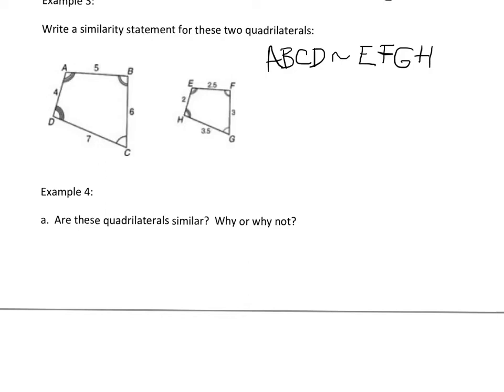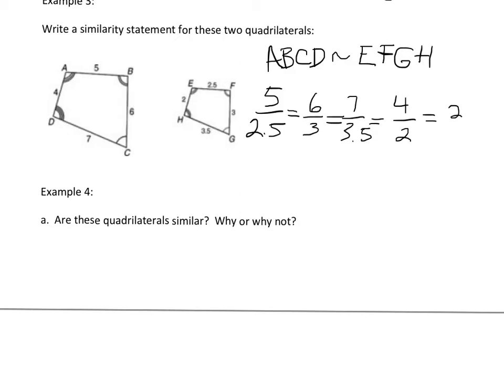And if I want to check the proportions to make sure that they are actually similar and to find my scale factor, I can set those up. So I'm going to do the bigger one on the left over the smaller one on the right. So I'm going to do 5 over 2.5, and that should be equal to 6 over 3, which should be equal to 7 over 3.5, which should be equal to 4 over 2. And if I simplify all those down, I get that those all equal 2 over 1. So that means my scale factor is 2.